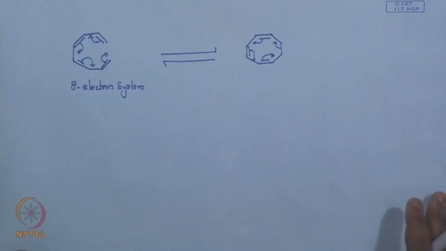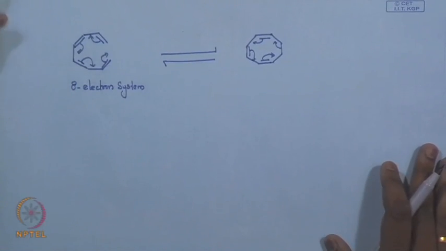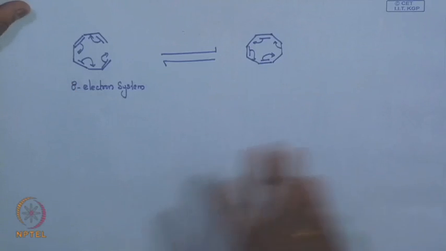So, these are some basic examples of electrocyclic reactions. One, we have seen a 4 electron system with butadiene, and then we slowly went to a 6 electron system, and then we have seen an 8 electron system. So, now this is a basic idea of electrocyclic reactions.